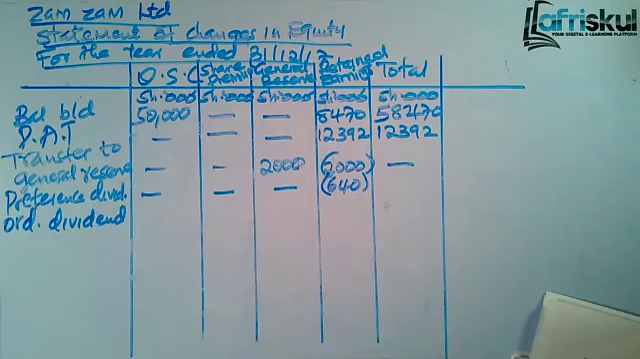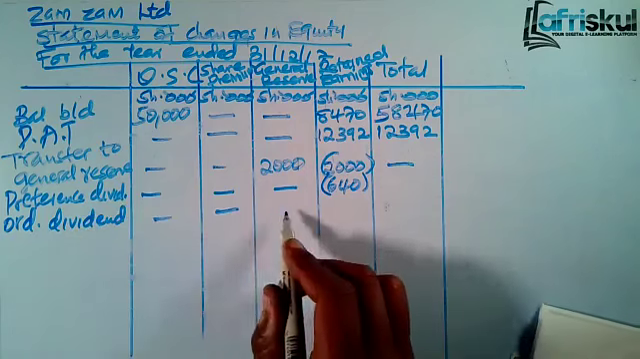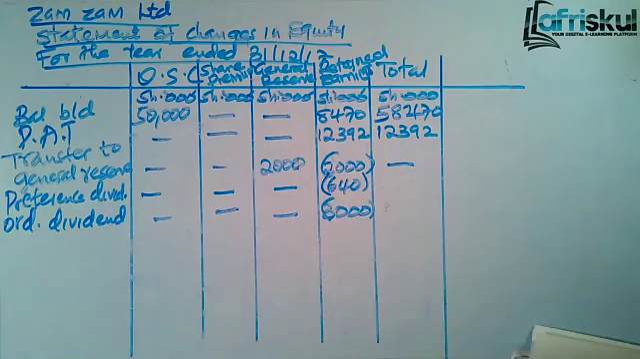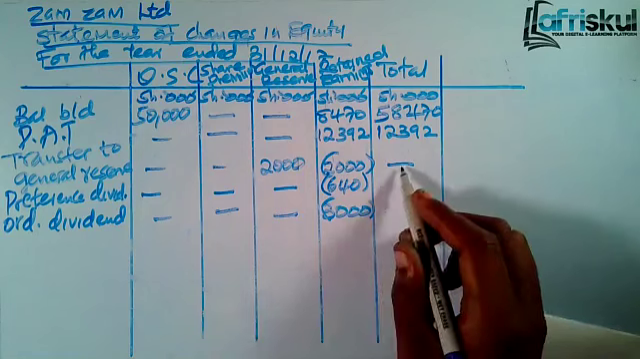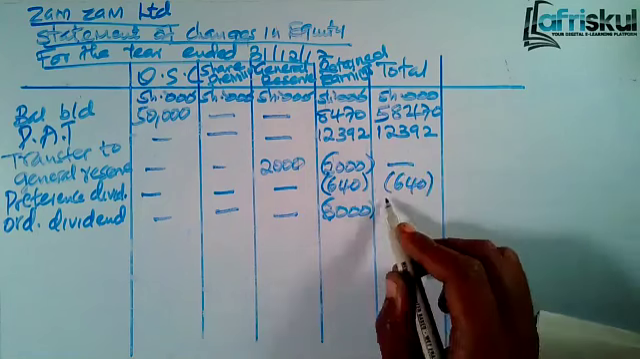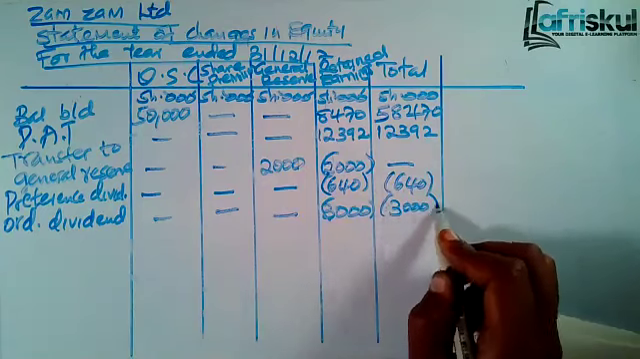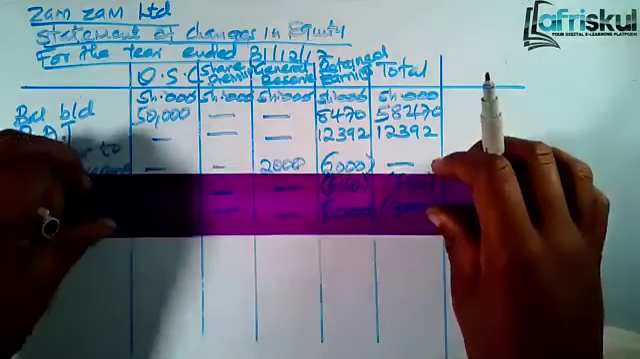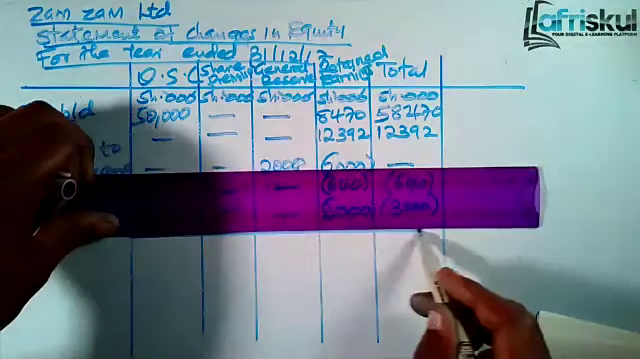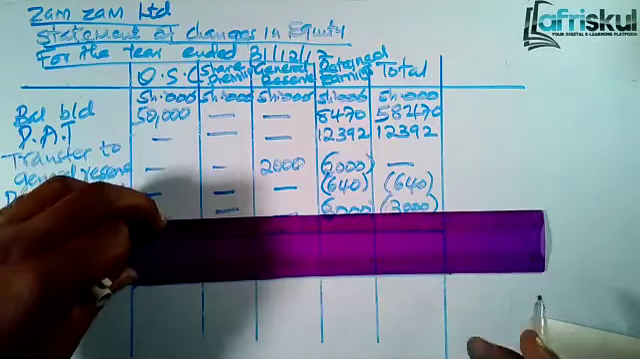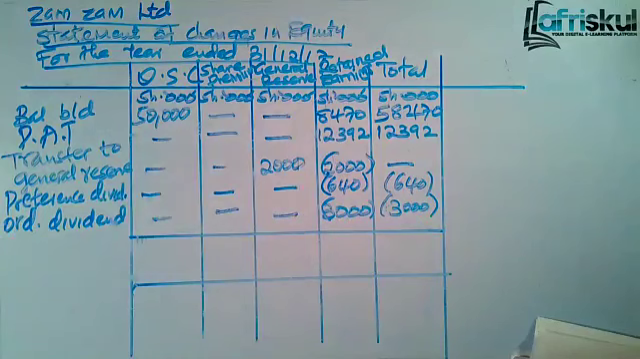The ordinary dividend that we've gotten, the whole of that amount will also be paid out of the retained earnings. And therefore, in this case, here we'll have 640 less than 3,000. After that, we don't have any other item that is affecting the statement of changes in equity. And therefore, from there, I can get the balances carried down.